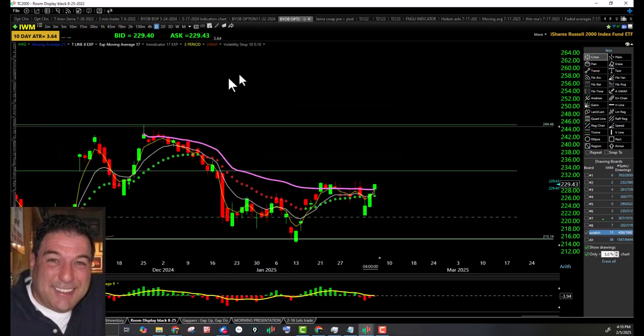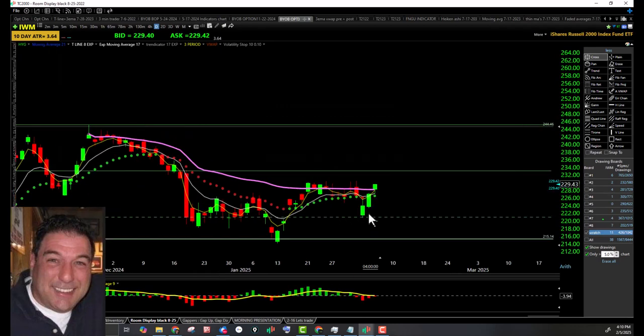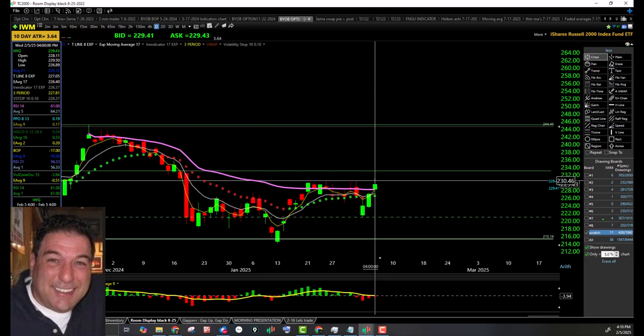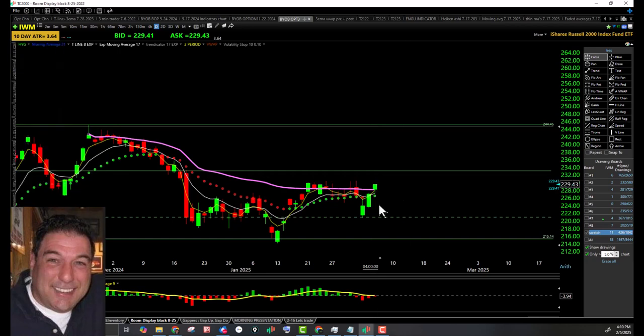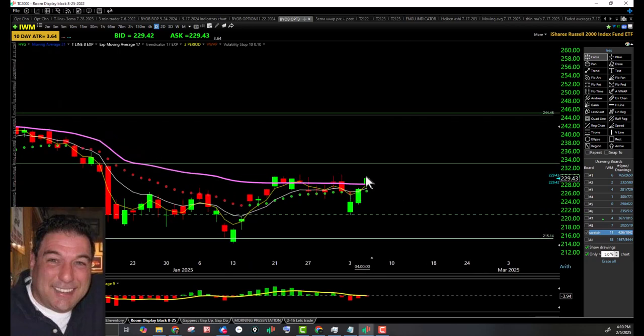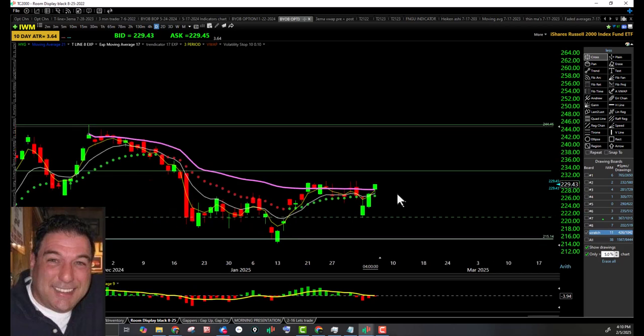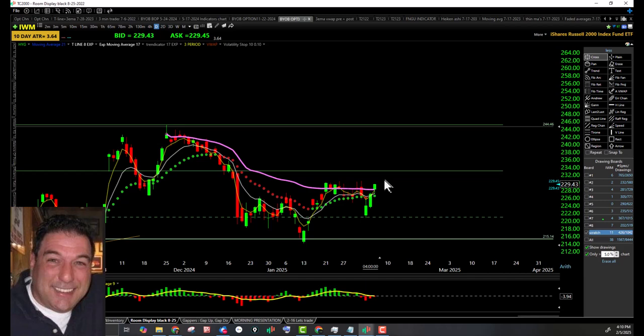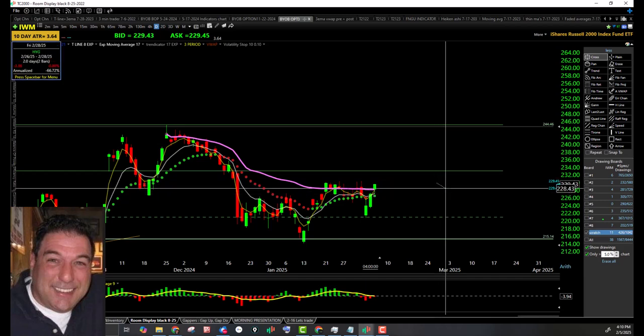IWM. IWM is in a downtrend because they took out this low. They take out the highs up here, they'll be in an uptrend. All right, price action, higher low, higher high, closing over the trap, over the 17, over the all-time high anchored VWAP. IWM still in a downtrend.